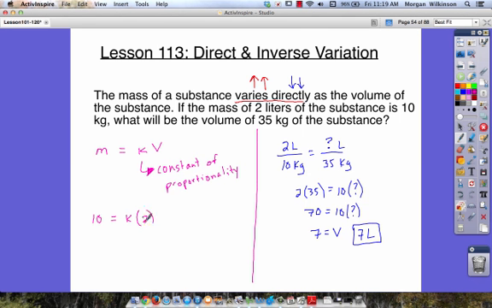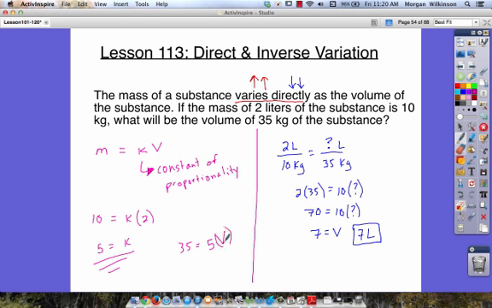So we can figure out K really quickly. 2 times 5 must equal 10. So K is equal to 5. That's our constant of proportionality. Now, that's an important piece, so we'll underline it. The problem says what will be the volume of 35 kilograms of the substance? So if we have 35 kilograms of the substance, well, 35 is going to equal K is 5, K is 5 times our volume V.